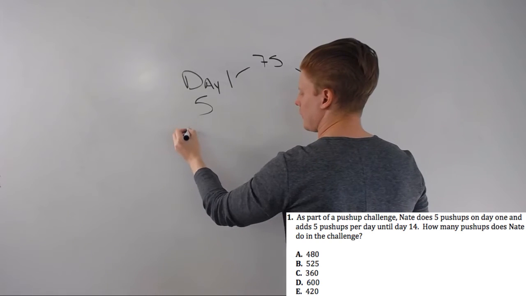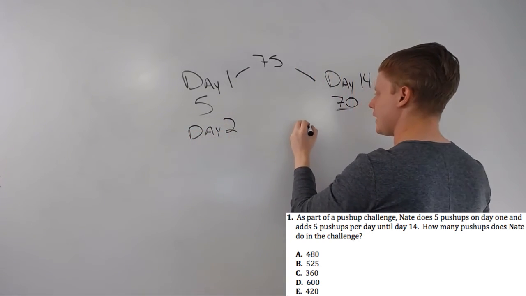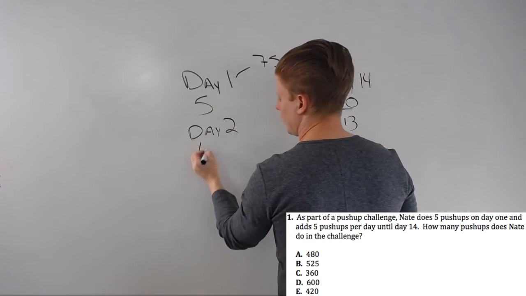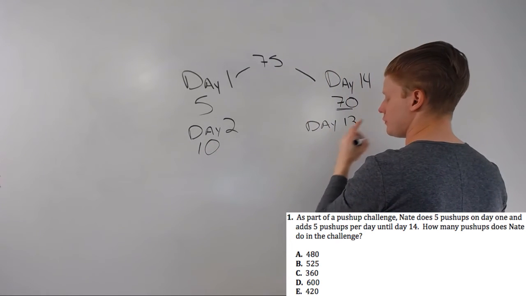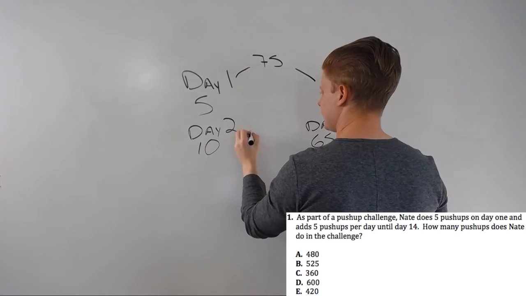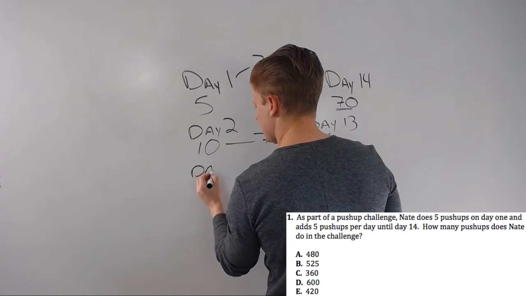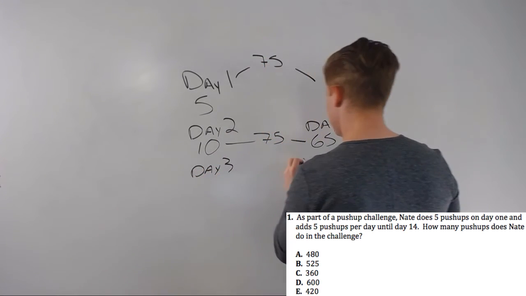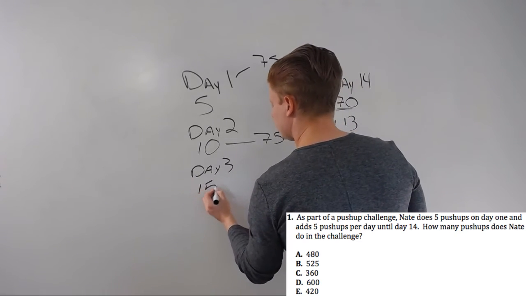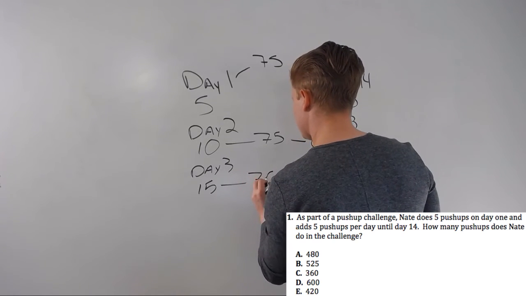Let's go ahead and check out another pair. Let's say day 2, and we'll say day 13. Well, day 2 is going to be 5 plus 5 is going to be 10. Day 13 is going to be 70 minus 5 is 65. Add those together, and I get 75. Do it one more time. Day 3, day 12, well, 15, 60, add those together, 75.